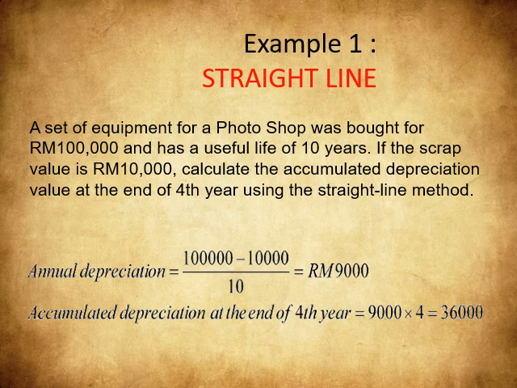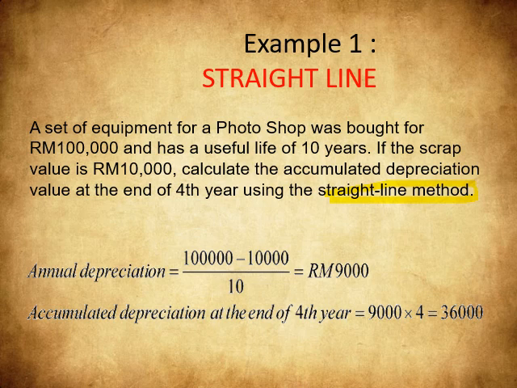Now we go to the first example for straight line method. A set of equipment for a Photoshop was bought for 100,000 and has a useful life of 10 years. If the scrap value is 10,000, calculate the accumulated depreciation value at the end of the fourth year using the straight line method. When we see the words straight line method, it means you need to use the straight line method formula.